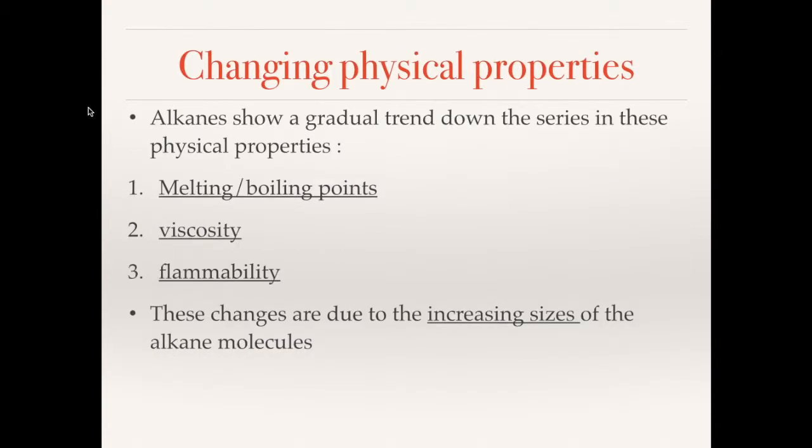Down the homologous series, alkanes will show a general trend in the changing of their physical properties. Which properties can we observe such trends in? It will be the melting and boiling points, the viscosity of the alkanes, and the flammability of the alkanes. In general, all these changes are due to the increasing size of the alkane molecules. Let us now look at each of these trends.